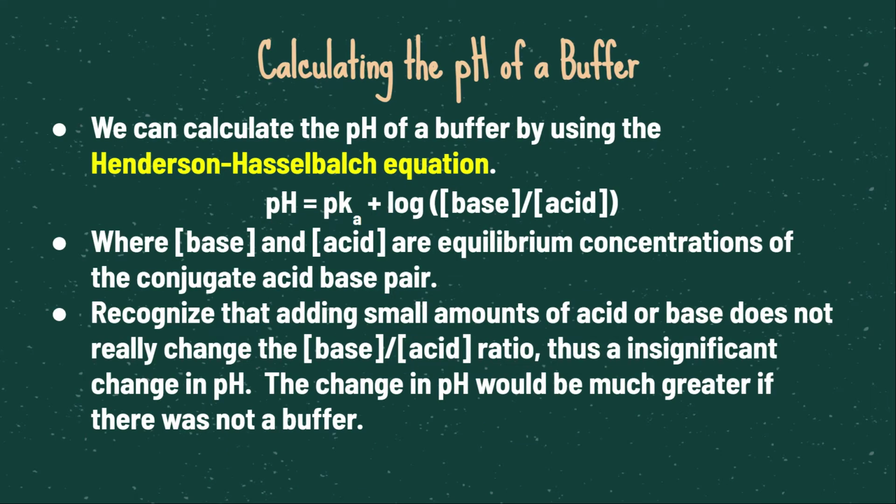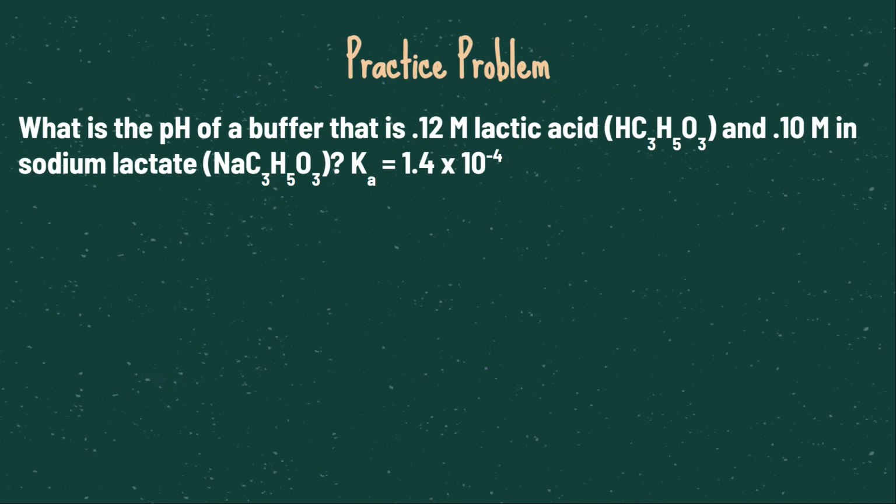Well, we can calculate the pH of a buffer by using the Henderson-Hasselbalch equation, which states that the pH is equal to the pKa plus the log of the concentration of the conjugate base divided by the concentration of the acid, where the base and acid are equilibrium concentrations of the conjugate acid-base pair. Recognize that adding small amounts of acid or base does not really change the ratio. Thus, an insignificant change in pH occurs. The change in pH would be much greater if there were not a buffer because of the added hydronium ion or hydroxide ion concentration. So let's look at a practice problem here.